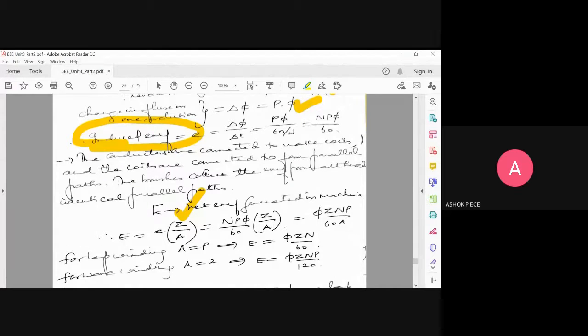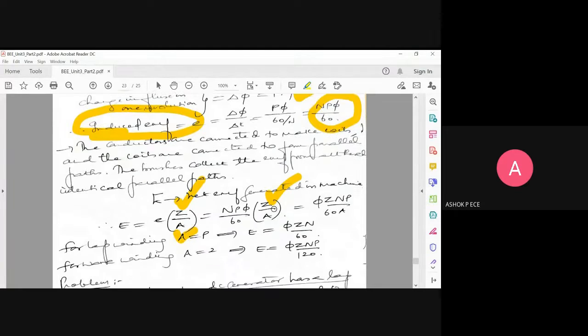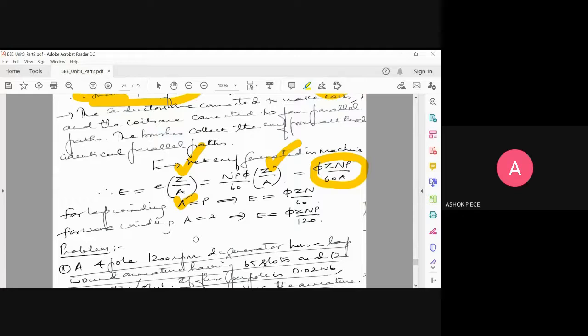So the net induced EMF is the induced EMF into Z by A, where Z is the number of conductors and A is the number of parallel paths. So E is equal to the EMF we have derived, N P phi by 60, into Z by A. If I multiply everything, it is phi Z N P by 60A. This is the final net EMF induced, generated in the machine.